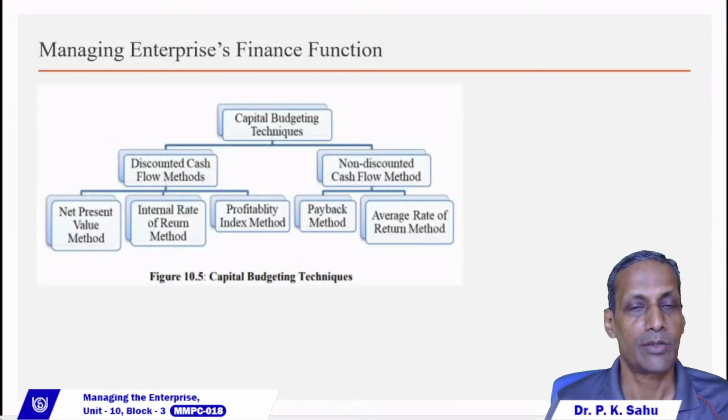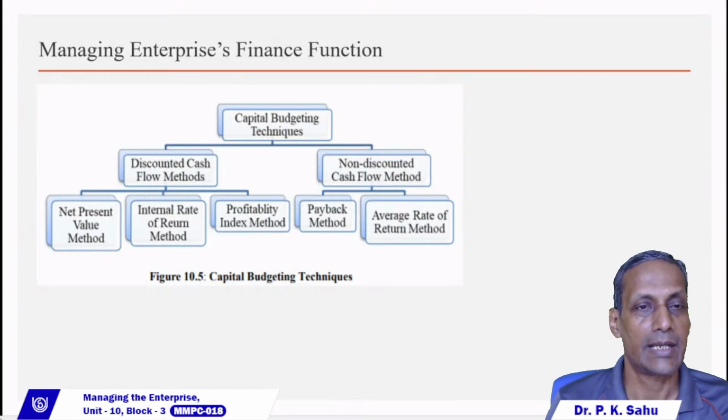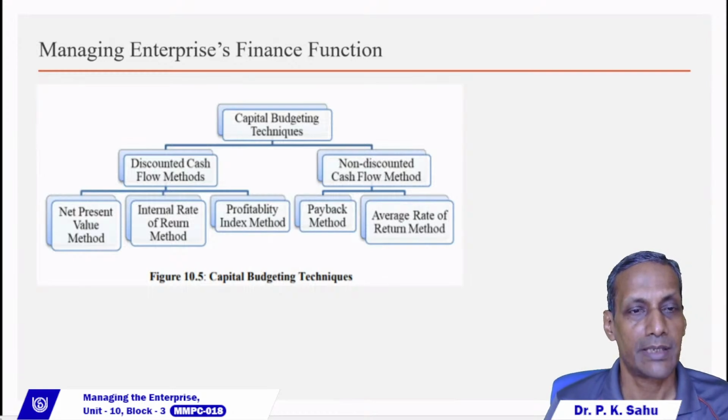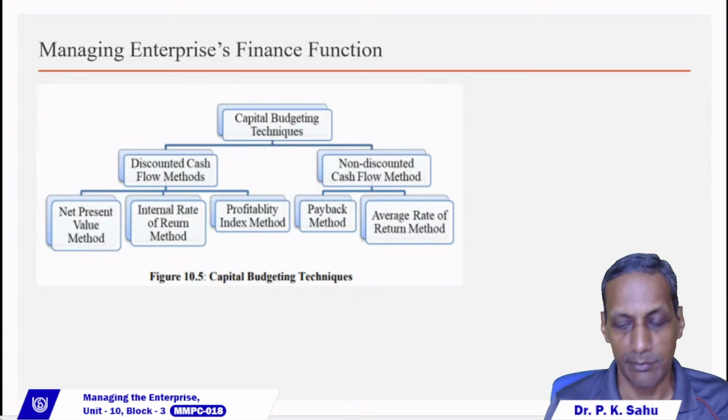So this particular slide shows the various capital budgeting techniques used by entrepreneurs to manage the enterprise's finances. It can either be discounted cash flow methods, which include the NPV method, the IRR method, the profitability index method, or the non-discounted cash flow methods, which include the payback method and the average rate of return method.